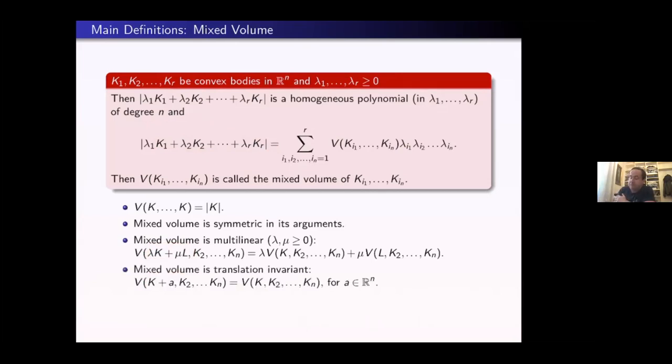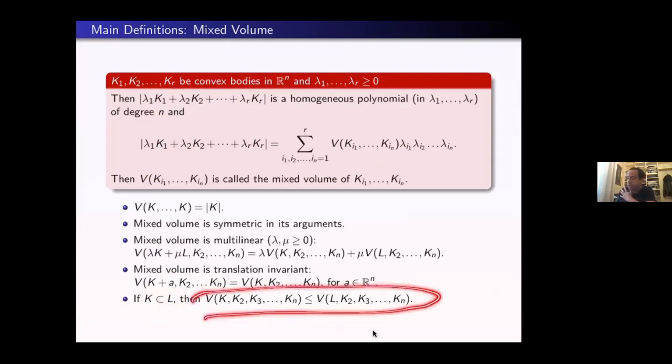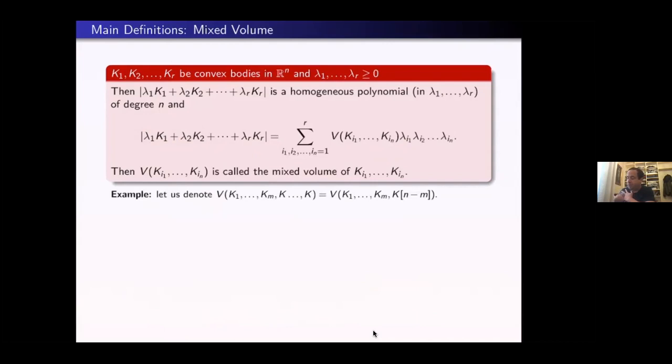It's also clear that if you shift one of them, because volume is shift invariant, those coefficients must be shift invariant. This is a very essential property. It can also be shown that there is some monotonicity. Everything is convex, which I'm not repeating, but if you have a convex body K belonging to a convex body L, then you have such a nice formula.